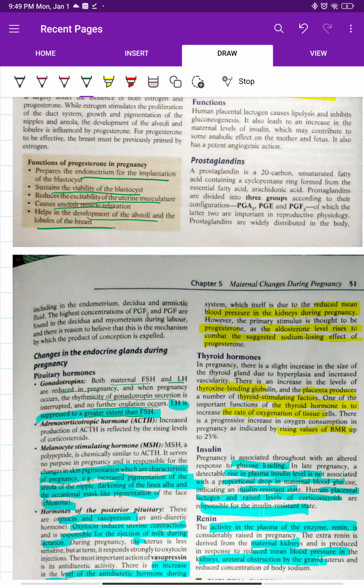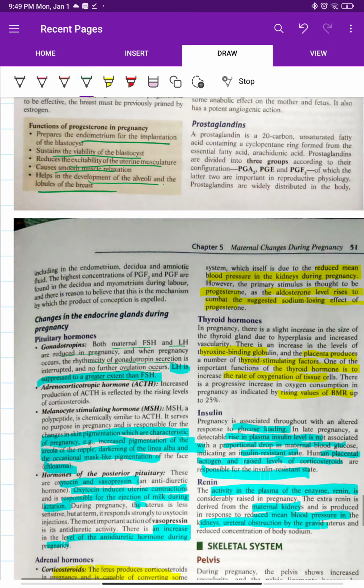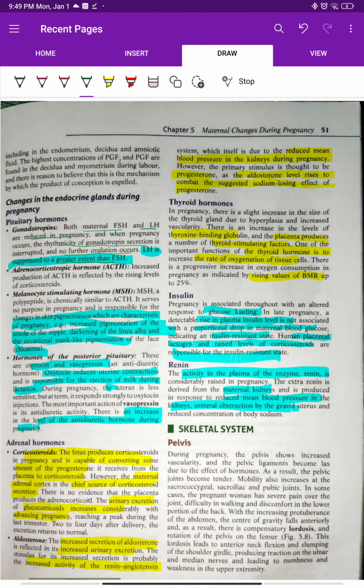its high concentrations are found in the decidua and myometrium during delivery, and there is reason to believe that this is the mechanism by which the product of conception is actually released out. That's why during delivery we give prostaglandin. Okay guys, next we have pituitary hormones.